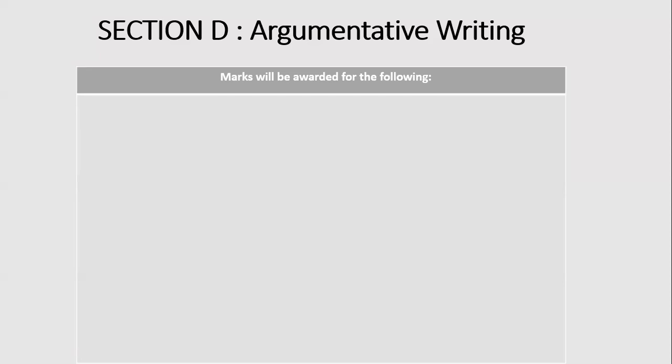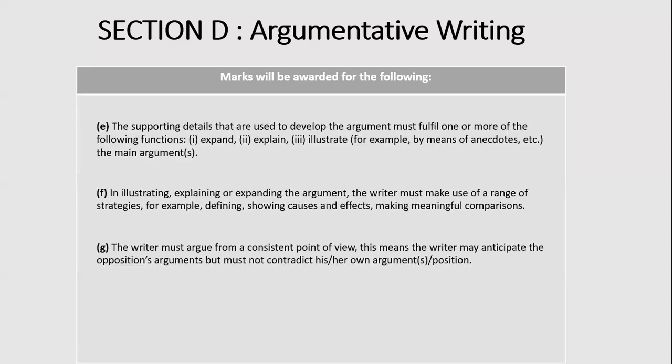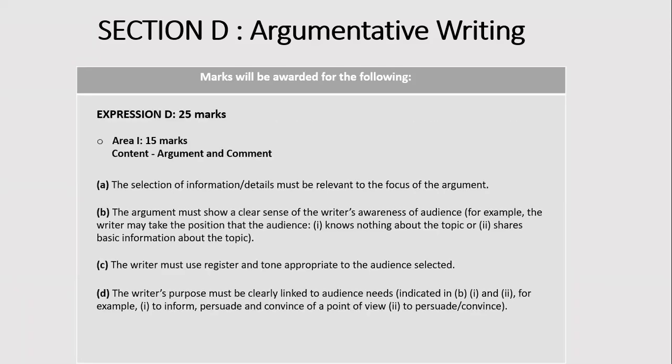So marks will be awarded in two areas, right? The first area, which is area one, is 15 marks. For this particular piece of writing, you will be marked based on expression. Yeah, it's more on expression than content, right? But they broke it down into areas. So area one carries 15 marks. It's your content, your arguments, and comments.